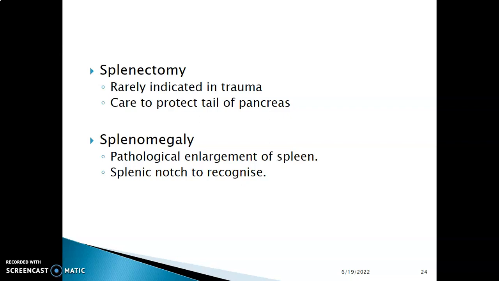For example, in trauma, when you fracture the rib and rupture the spleen, there'll be massive bleeding, and to control the bleeding, splenectomy can be indicated. Remember, during splenectomy, you have to be careful not to affect the tail of the pancreas, which is at the hilum. We also have what we call splenomegaly. Splenomegaly is pathological enlargement of the spleen.